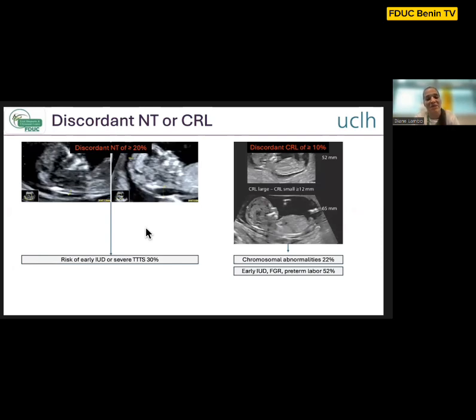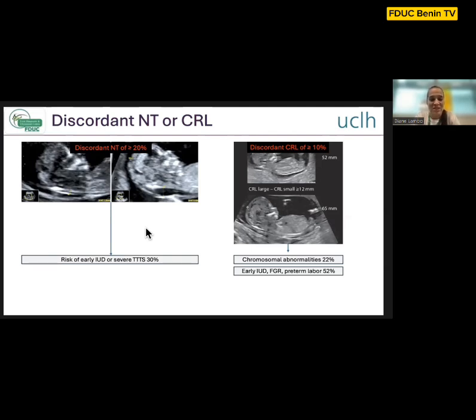pregnancy outcomes, such as fetal demise, such as twin-to-twin transfusion in monochorionic pregnancies, and so forth. And the same for CRL. Again, if you have one twin that is appropriately sized and you have another twin that's very small, what are the implications of that in a monochorionic pregnancy?